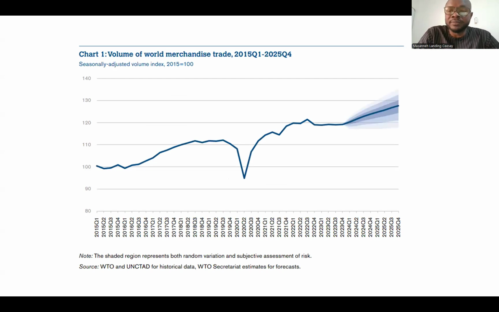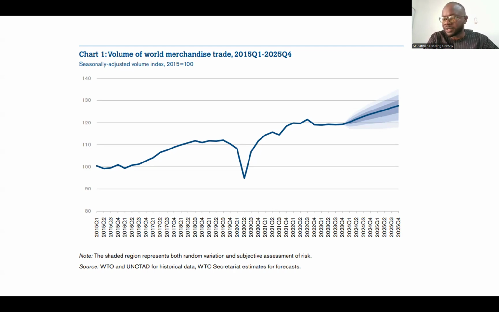So, this is a graph from the WTO historical data. It basically shows how global merchandise trade has been evolving from 2015 all the way to 2025. You notice that over this 10-year period, there's been a steady increase in global merchandise trade.